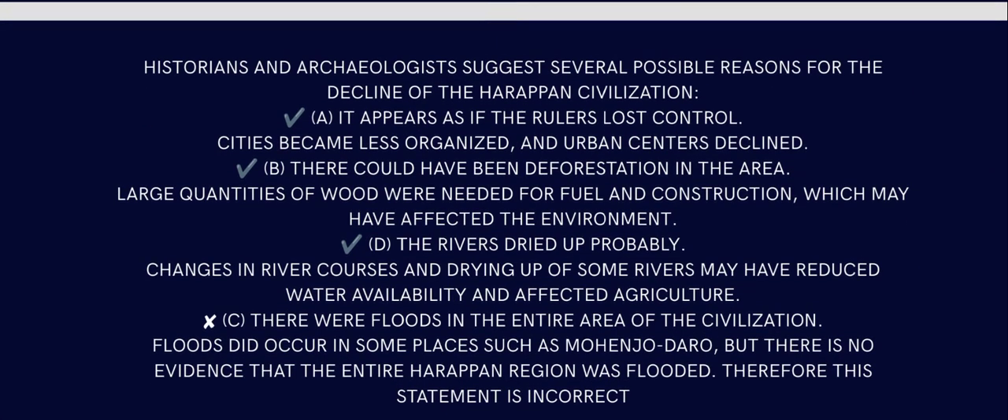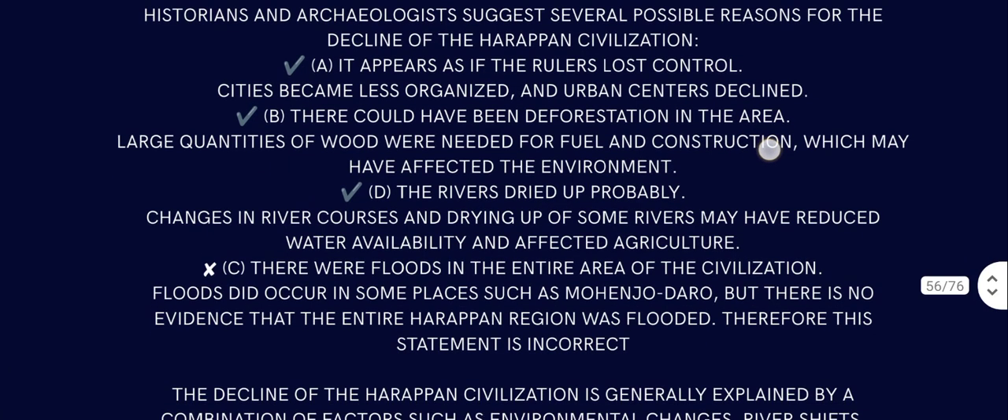Historians and archaeologists suggest several possible reasons for the decline of Harappan civilization. So they just suggest; nobody for real understands, because this happened like 3,000 or 4,000 years ago. So it is hard to know what actually happened, but there are possible reasons. That is a hypothetical reason. Let's look into it.